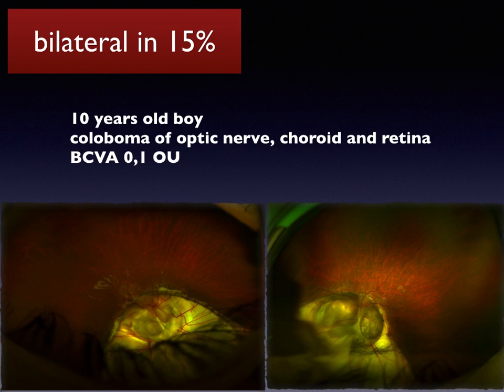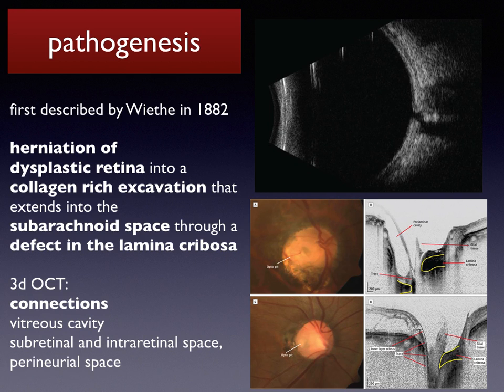It may be bilateral. It is described as bilateral in 15% of the cases. You see here the pictures of both eyes of one of my patients. He was a 10-year-old boy when I met him the first time, with a huge coloboma of the optic nerve, choroid, and retina, with a visual acuity of 0.1 in both eyes, where he could fixate.